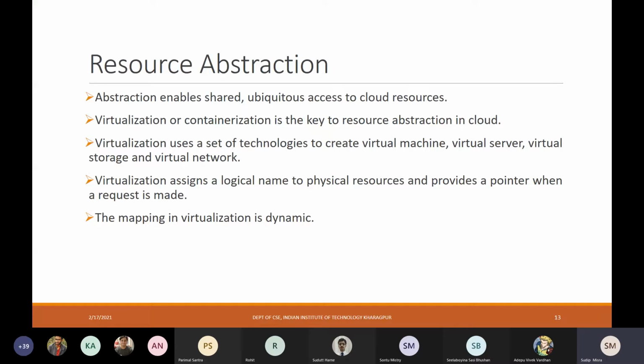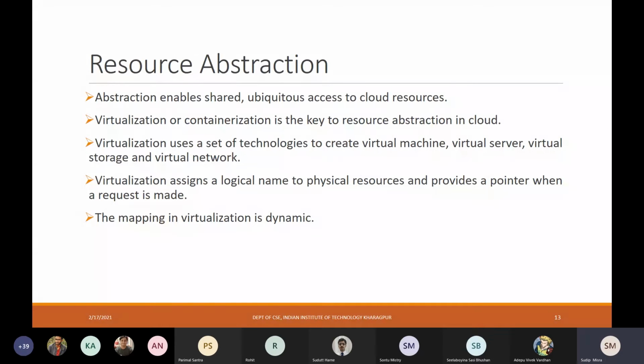So you have some resources underneath, but through the process of abstraction, virtualization has some kind of logical name or logical ID, which points to the actual physical resources whenever a request is made, on demand. And at other times, what is going to happen? The same resources are going to be made available to others.